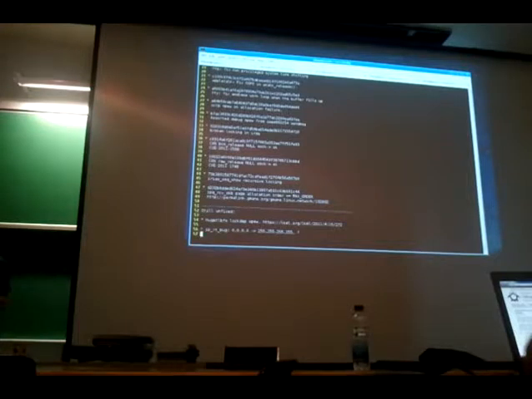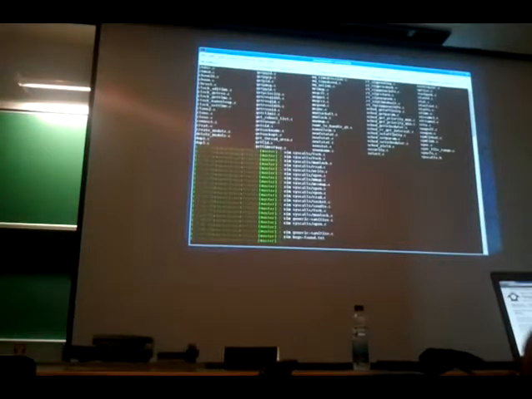So that's pretty much what the tool does and what it's been doing. I don't think I have any more examples.